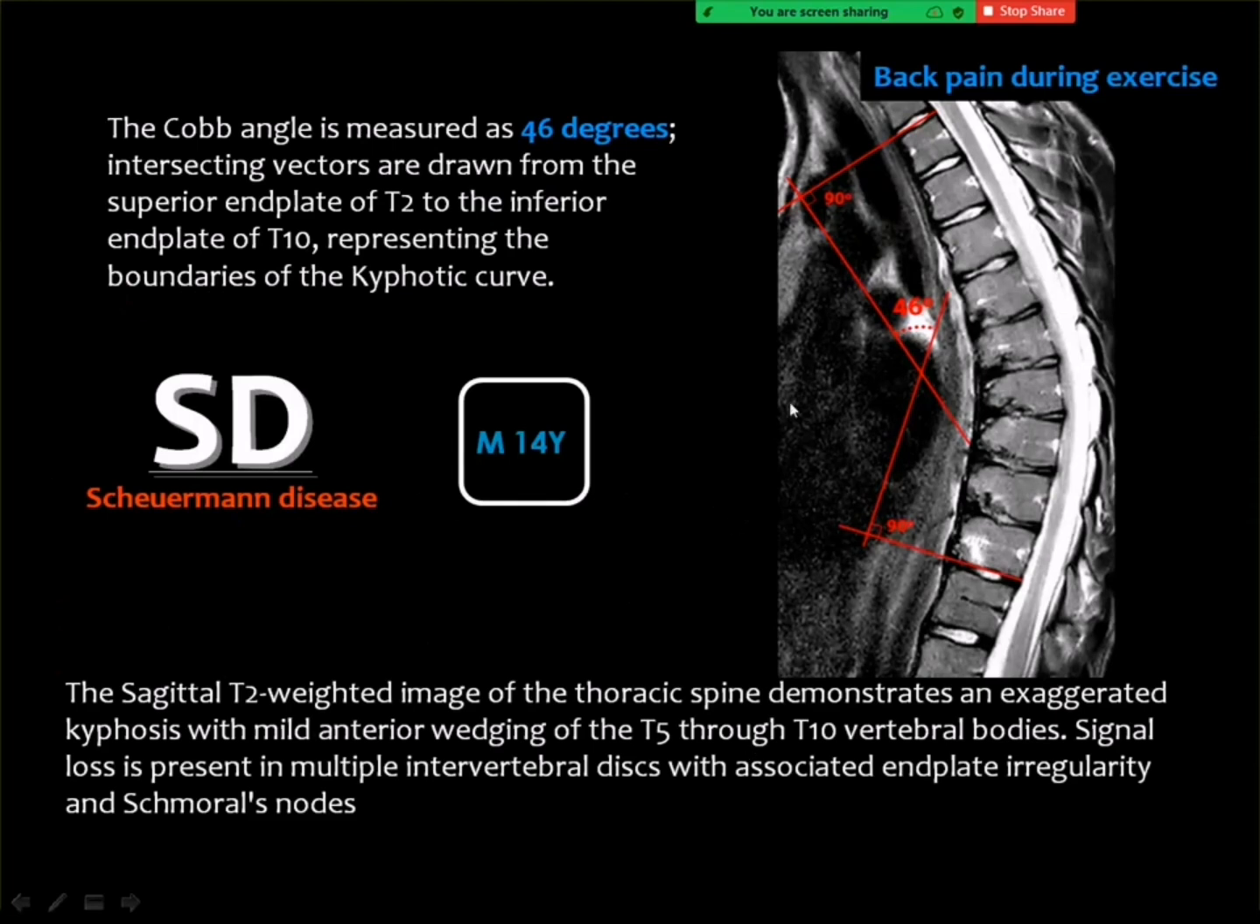Then if the curve is slightly wide and these two lines will not meet, then, as you do in scoliosis, you insert a perpendicular line to this one and another perpendicular line to this, and you measure the angle in between.